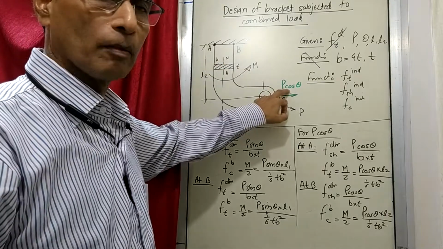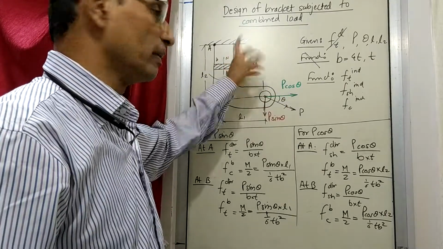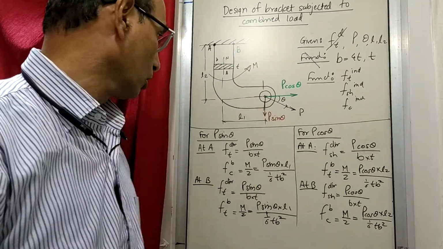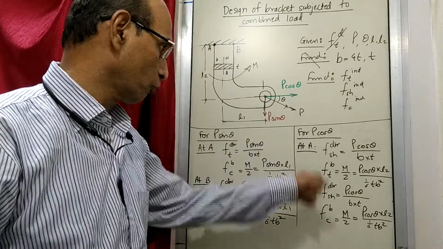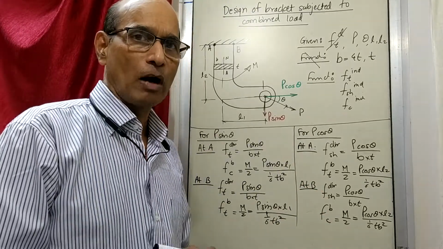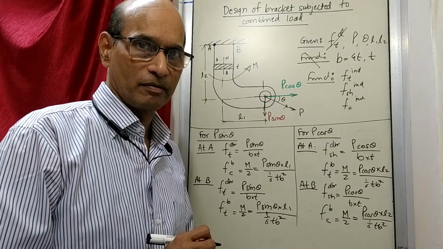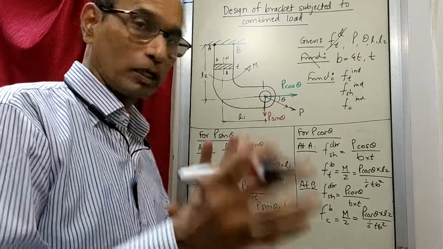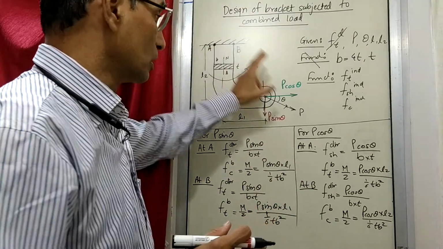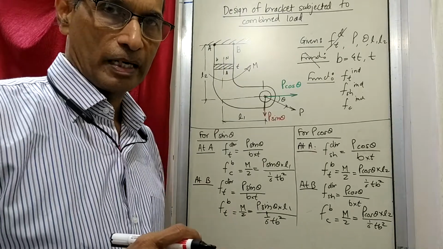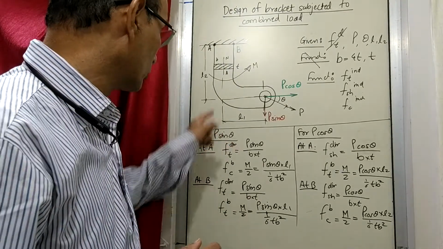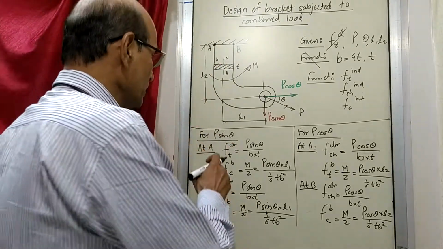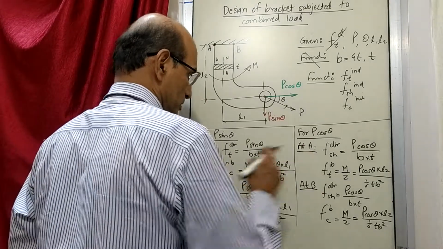At B, because of P cos theta, because of direct and bending, what happened? So we have found out all the 4 cases here. Now having done this, what could be the next thing? Now we have to find out the total stress at A, total stress at B. So what is the total stress at A? Total stress at A will be this, this, this and this.